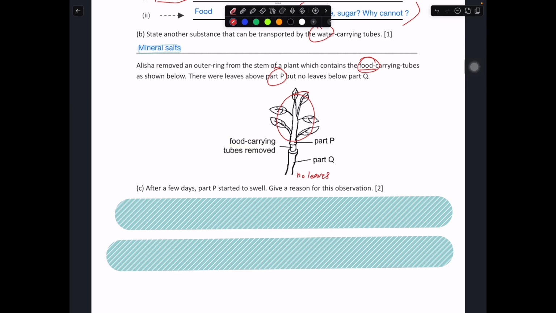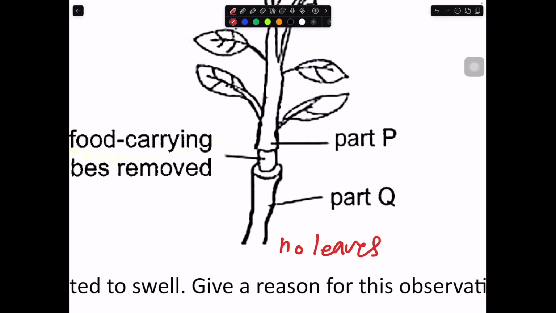After a few days, part P starts to swell. So this is what it means, start to swell. This part starts to bulge out, becoming larger and larger. So what could this item be, or these substances? These are actually your food being stored there.